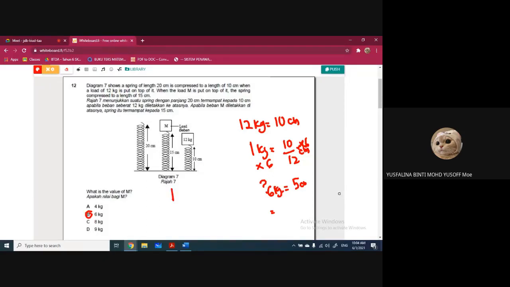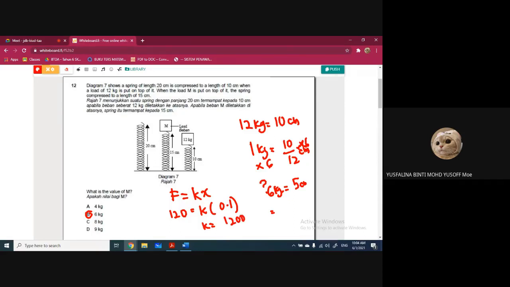Or you can use the formula F equals Kx. Find the spring constant first. So the F here, let's say 120. I changed it to Newton already. And then K, you need to find, the X is 10 cm, right? So I put 0.1 here. Then K, you got 120 divided by 0.1, so you got 1200.